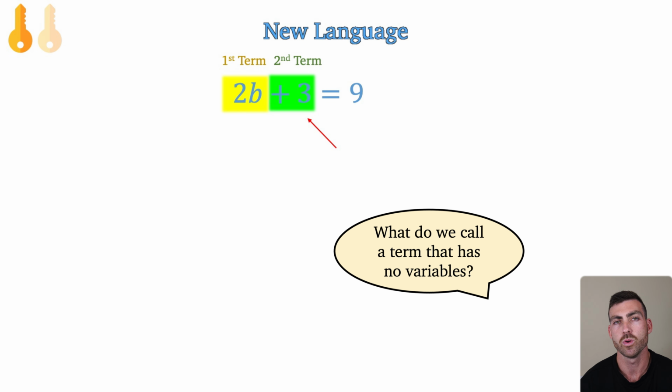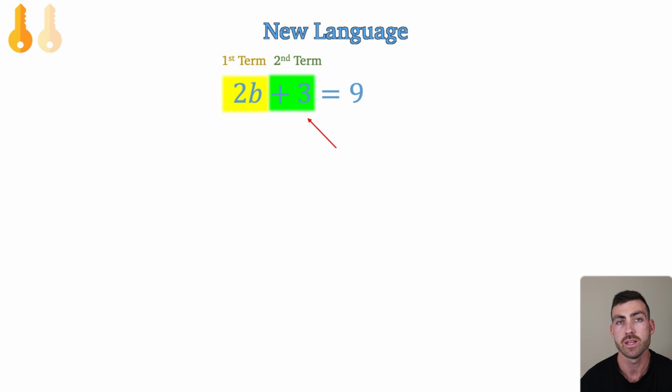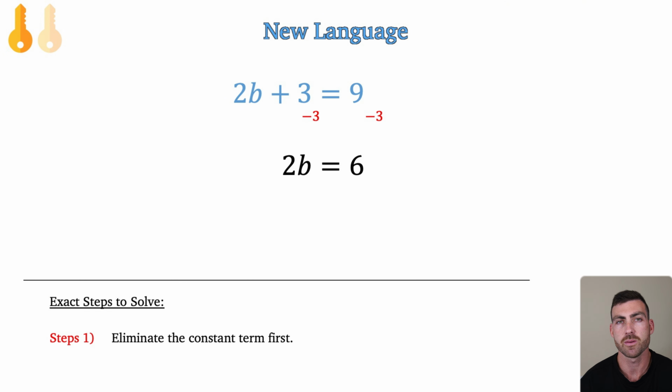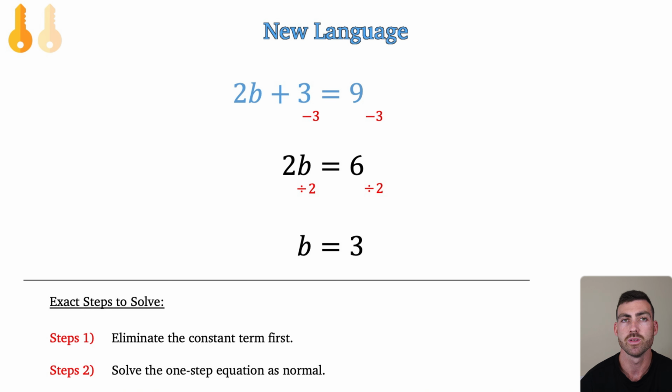Quick question, what do we call a term that has no variables? Yes, that's called a constant term. Now that we've got the language, let's learn the exact steps to follow every time. Step 1. Eliminate the constant term first by completing the opposite operation to both sides. Step 2. Solve the one-step equation as normal.